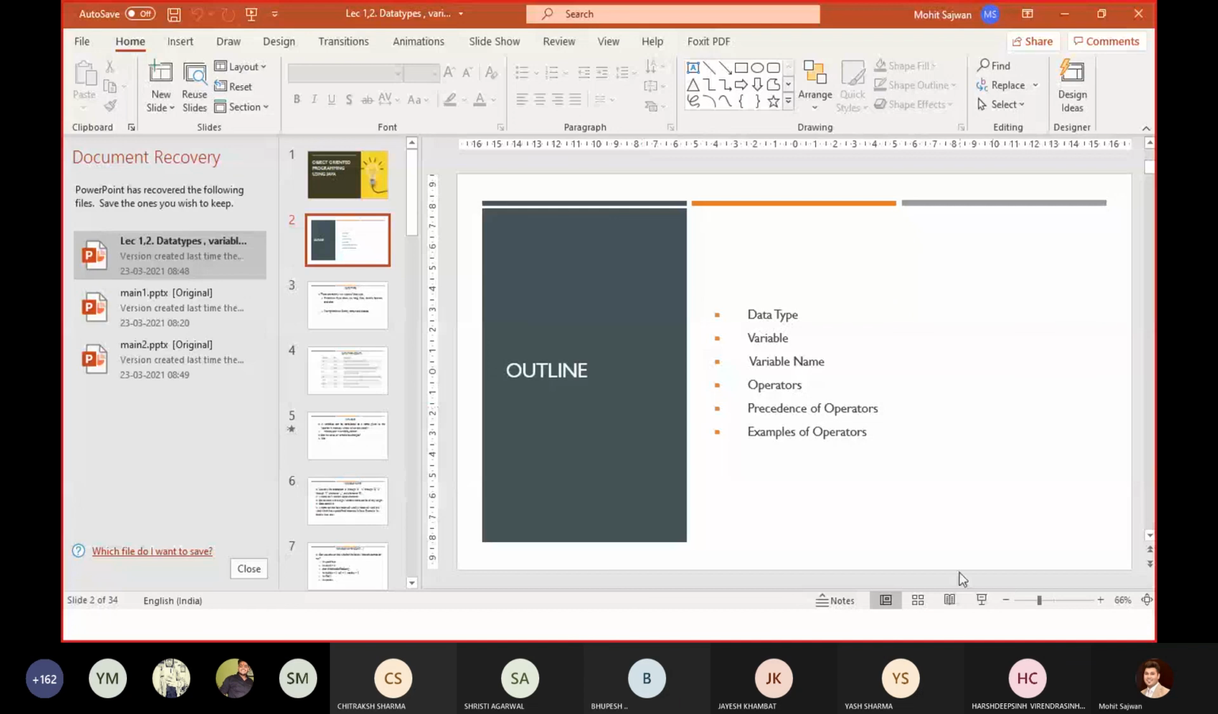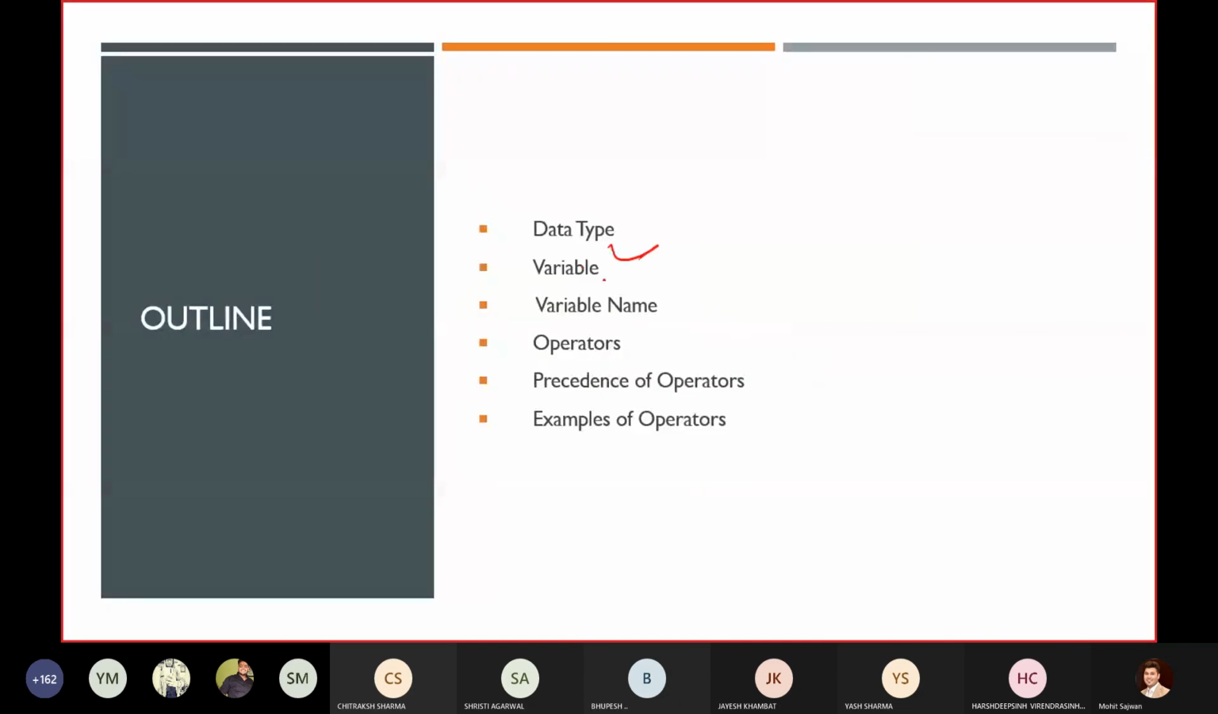So we have covered all the topics related to data types, variables, variable names, operators, precedence, and the examples of operators. Just go through it after this lecture and try it out in your system. Try to solve at least 2 to 3 questions on your own, and if you are facing any difficulty, just let me know. From the next lecture, we are going to start a new topic.